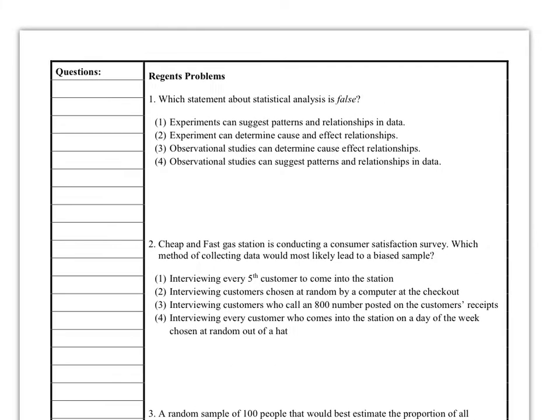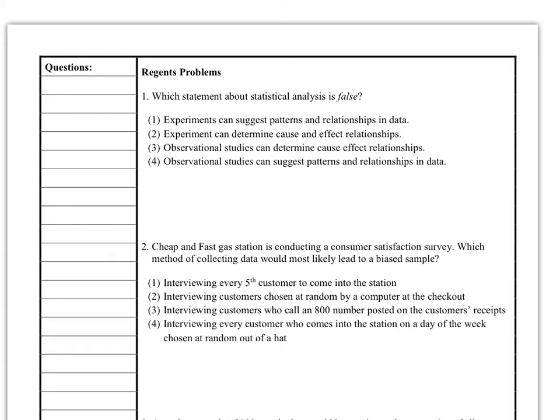So we have a couple Regents problems here, and we're going to just sort of work through each one. It says, which statement about statistical analysis is false? So it says things about experiments versus observations, and it says patterns, relationships, cause and effect, and then patterns and relationships. So as we just talked about, there's only one type that can determine cause and effect. So here, cause and effect is only ever determined by an experiment.